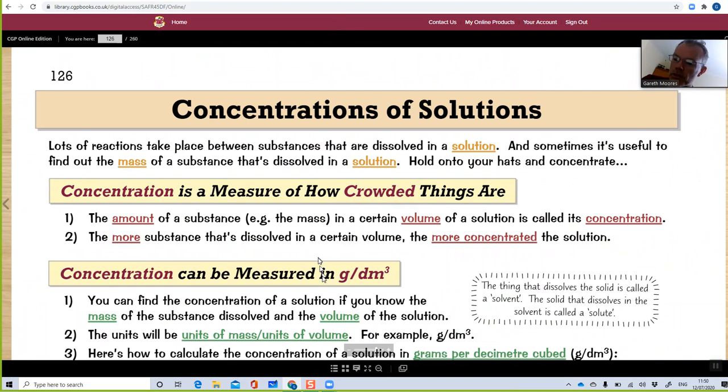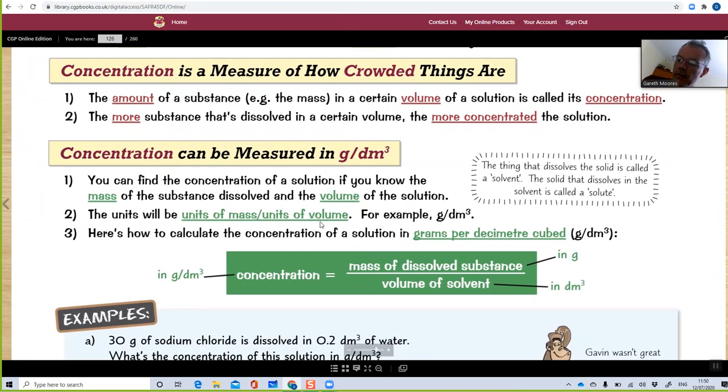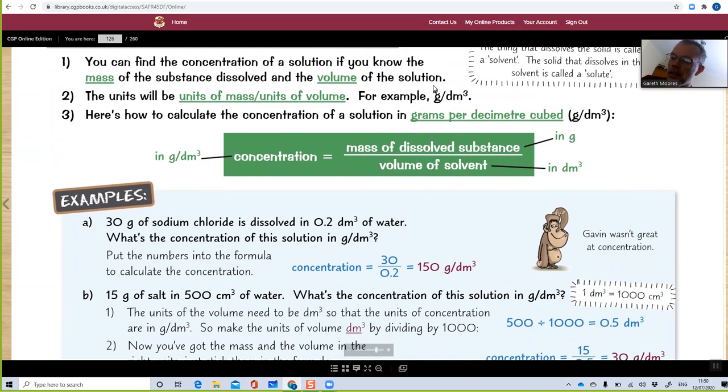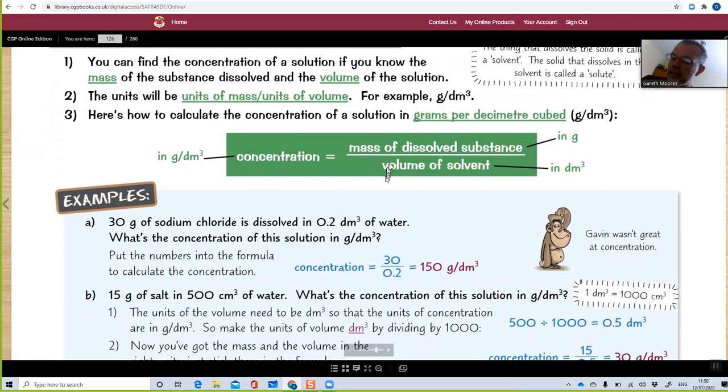Then we talked about concentrations of solutions and how the concentration is the mass of the solid thing, the solute, in grams, divided by the volume of the liquid, sometimes in centimeters cubed, sometimes in decimeters cubed. A decimeter cubed is 1,000 centimeters cubed. We've just got this simple equation. The concentration is the mass of the dissolved substance divided by the volume of the substance.